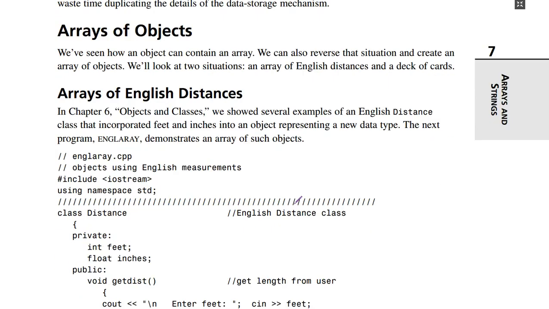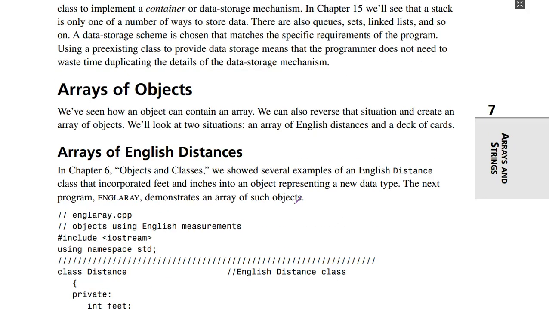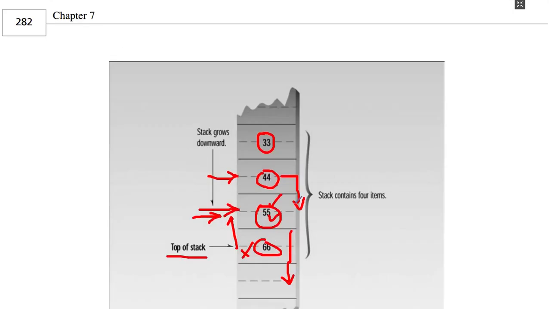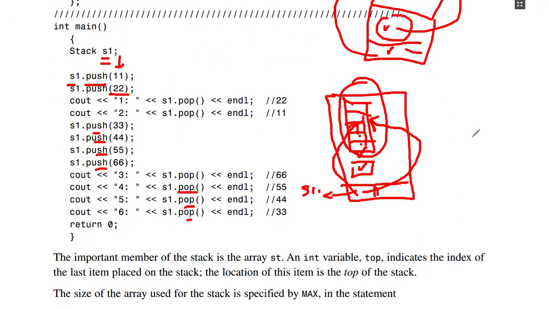Then the last topic in this chapter is about the array of objects. Array of objects simply means that, just like we said we can have an array of data items, we can also make an array of objects.